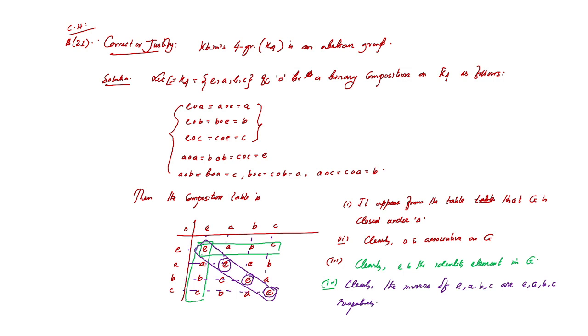Okay, so that means closure, associative, existence of identity, and inverse all hold. So therefore, G is a group with respect to the given composition. So G means here Q4. Q4, that is G, is a group.